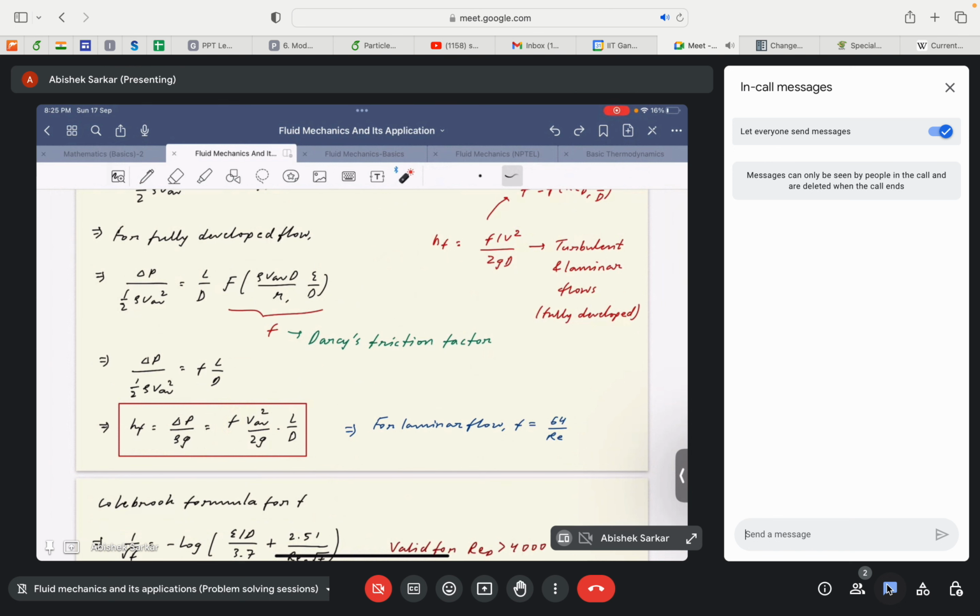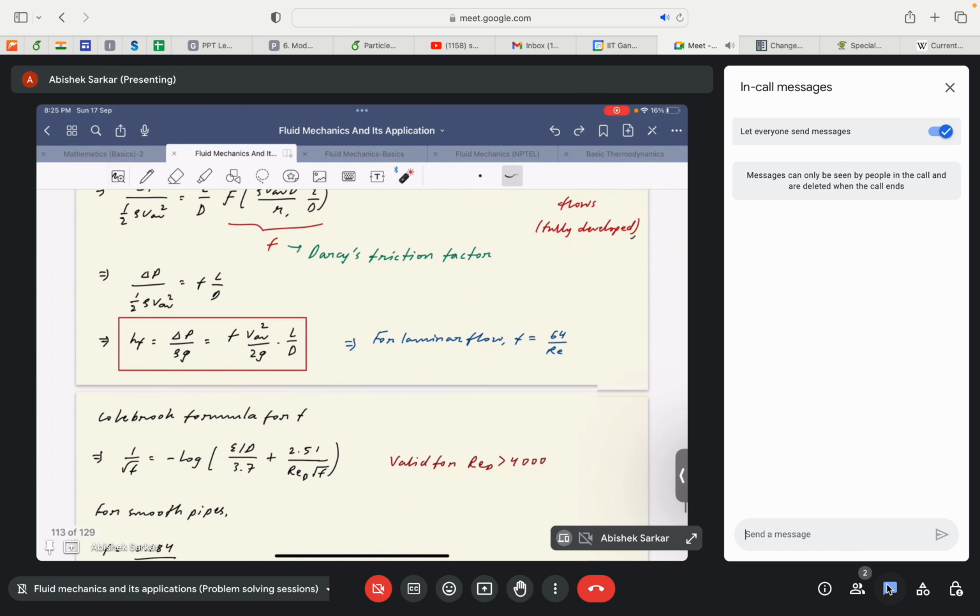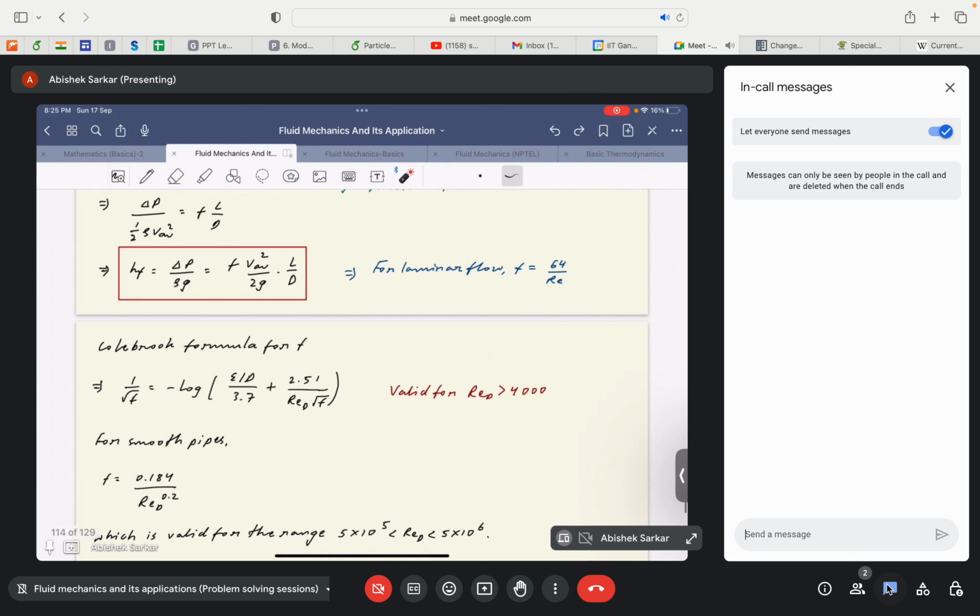We have a very simple analytical conclusion that f is equal to 64 by Re. This is a very simple result for laminar flow. But for turbulent flow, it is very difficult to actually determine the value of f, because it is a function of both the Reynolds number and the ratio of the surface roughness and the diameter. For simplicity, I will just say f is a function of both surface roughness and the Reynolds number.